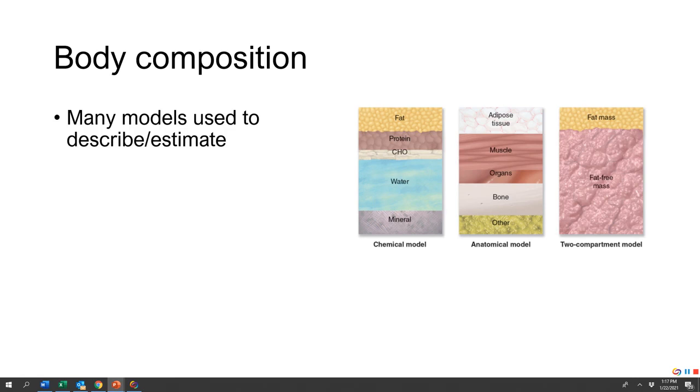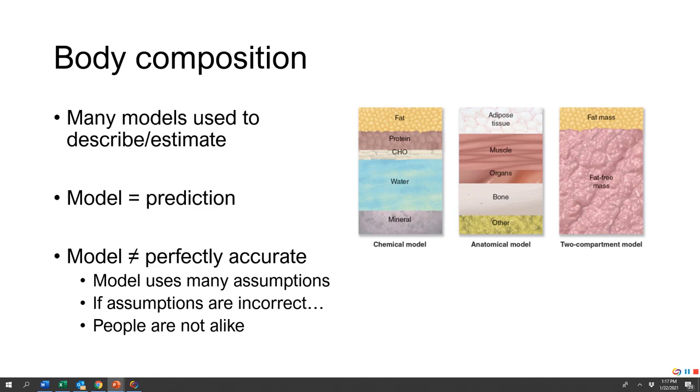And so with body composition, we are using different models to describe or estimate body composition, right? So it's prediction, and when we do this, we have a lot of assumptions. Everybody's not the same. If you don't believe me, just look at people. They're all different, okay? And this can be due to biological sex, race, among other things.